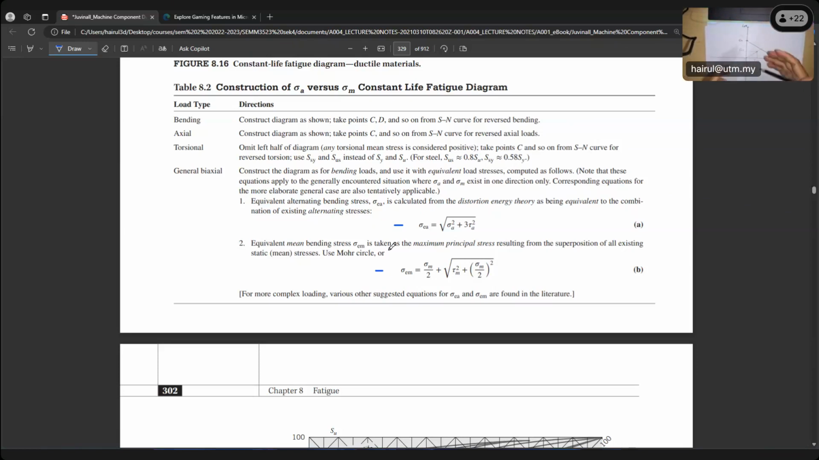So the safety factor, you can find by graph or by equation. That's why the equation is like this: sigma EA over Sn plus sigma EM over SUT equals one over your safety factor. So that's how it works. But if you plot the graph here, this is your sigma EA that you calculate, and sigma EM you calculate based on this equation in your textbook.